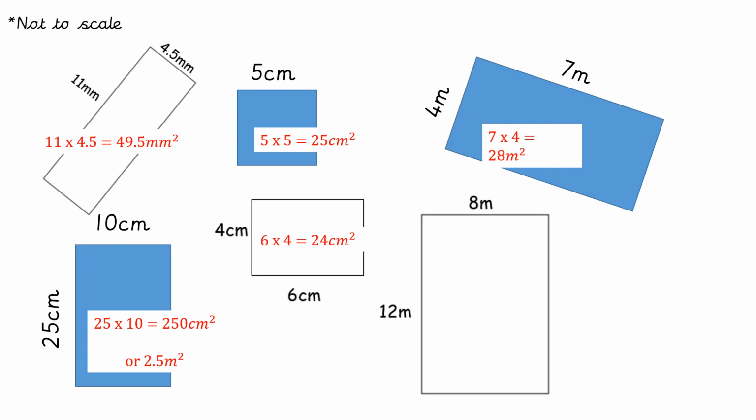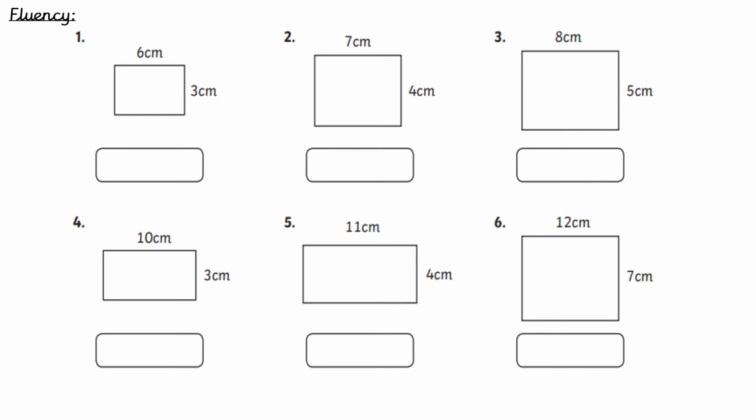And 4 times 6, or 6 times 4, is 24 centimetres squared. And then 12 times 8 is 96 metres squared. Tick those if you got them right and correct them if not.